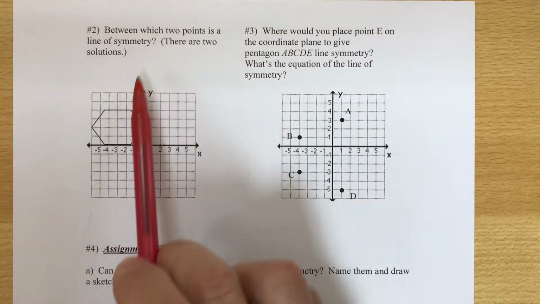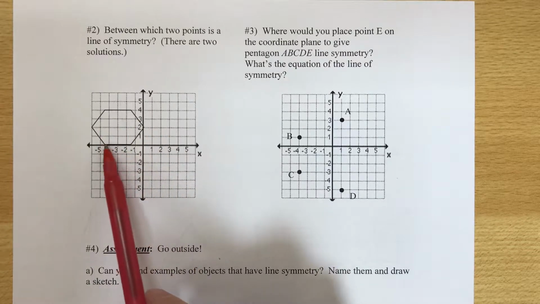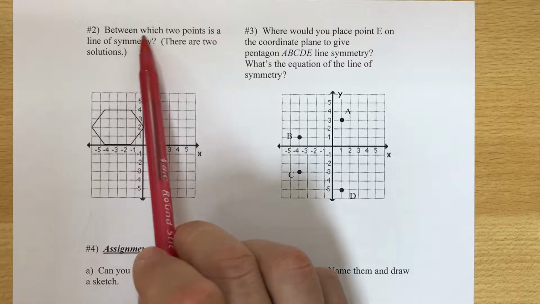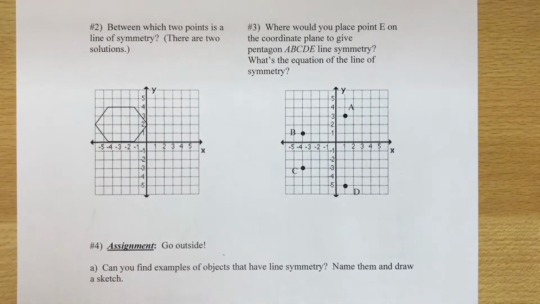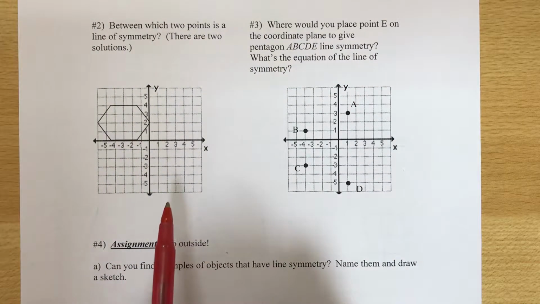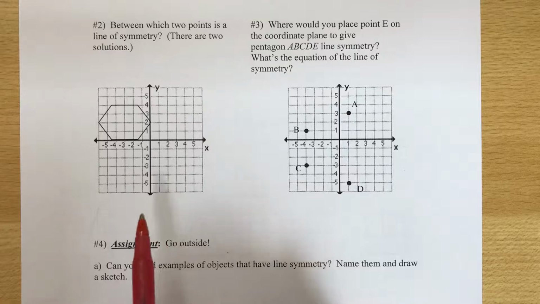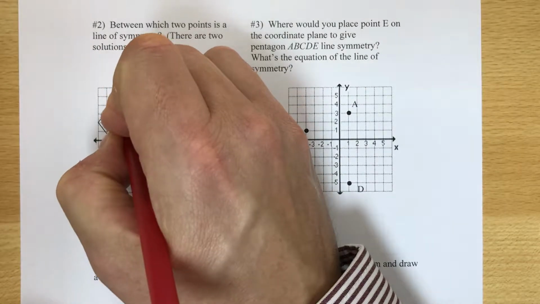So in number 2, they give you a graph and they give this picture here. That's a hexagon, 6 sides, between which 2 points is a line of symmetry. There are 2 solutions. So first of all, we've got to ask, how would we divide this? How would we draw the lines of symmetry? Well, one way would be to do it vertically, right there.